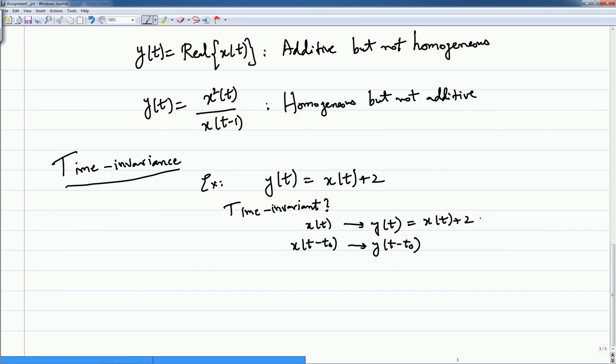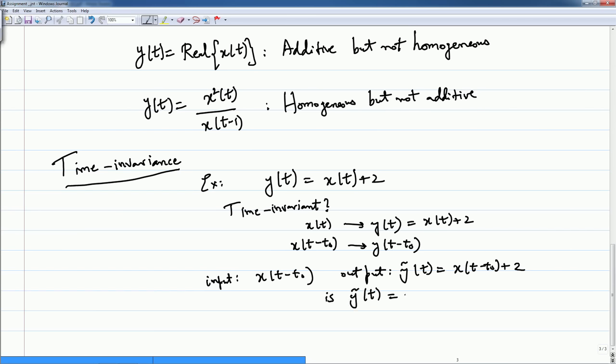Now, if x of t minus t naught is the input and the output is y tilde of t, I know y tilde of t equals x of t minus t naught plus 2. So, the question now is: is y tilde of t the same as y of t minus t naught? Is y tilde of t equal to y of t minus t naught for every t? That is the question. So, how do you answer that? You try to find y of t minus t naught.